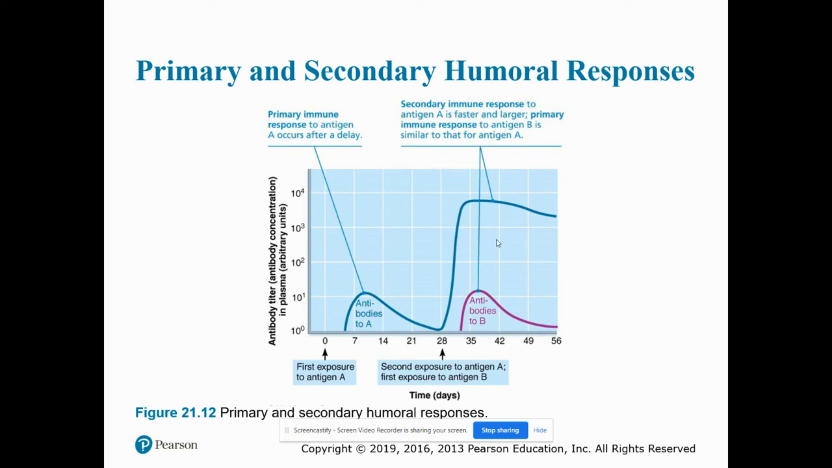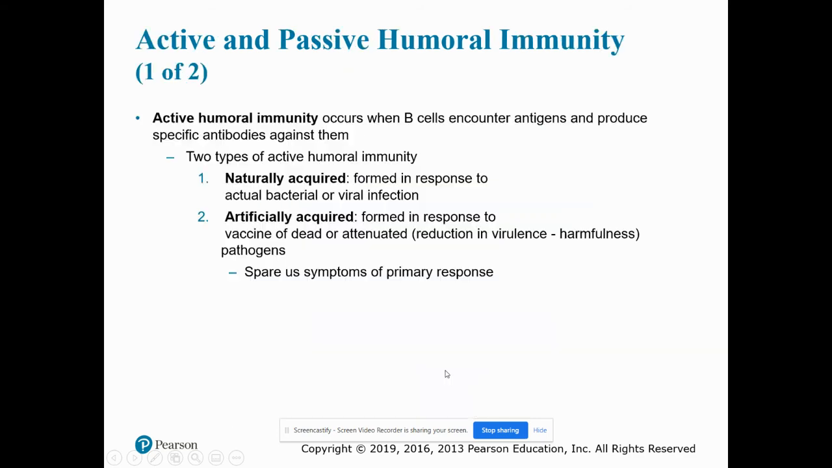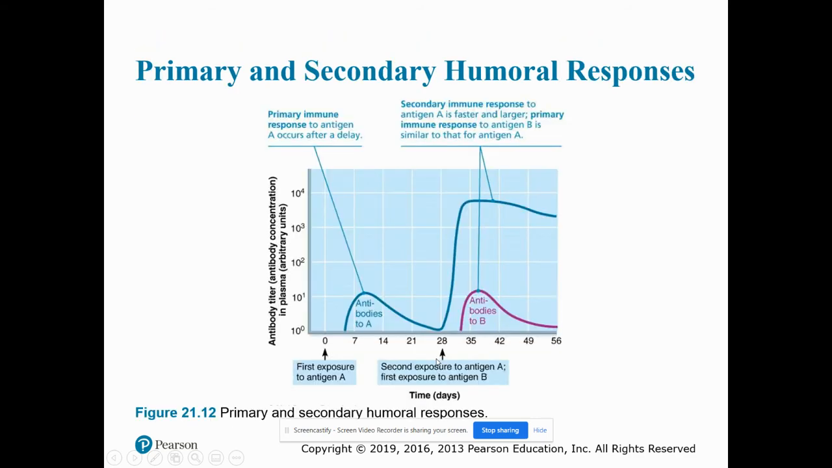So what we're looking at here is exposure to antigen A. This is day 0. You can say it takes about, on this graph, maybe 5 days to respond. And then this is looking at antibody level. It's going to peak at about 10 days after the exposure, and then it's going to go down. And let's say that the individual on this day, so 4 weeks later, is exposed to the same antigen.